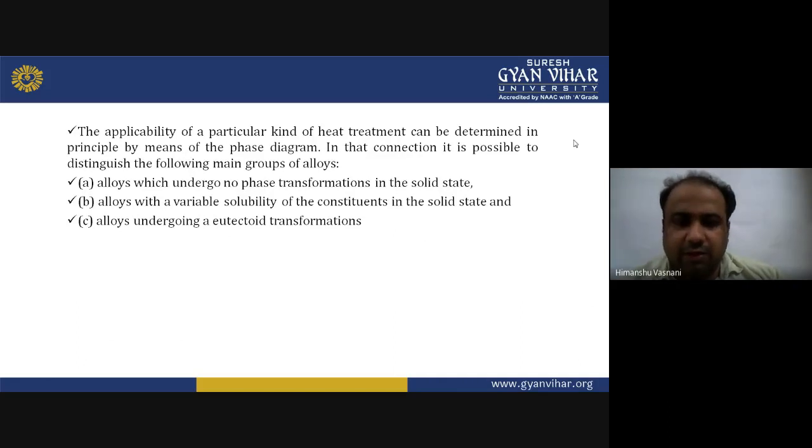Now the application of a particular kind of heat treatment can be determined in principle by means of a phase diagram. In that connection, it is possible to distinguish the following main groups of alloys: alloys which undergo no phase transformation in the solid state, alloys with a variable solubility of the constituents in the solid state, and alloys undergoing eutectoid transformation. So this is how they have distinguished the main groups.